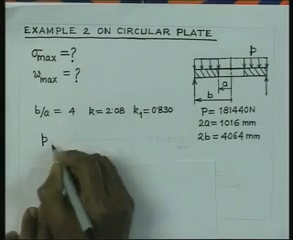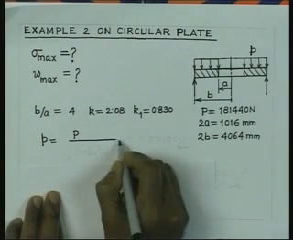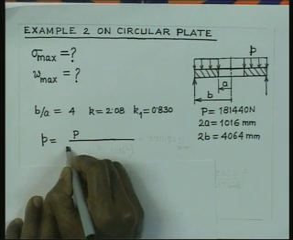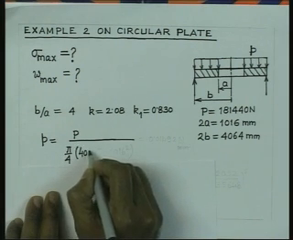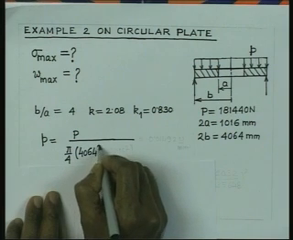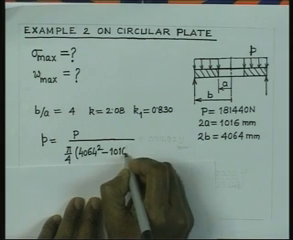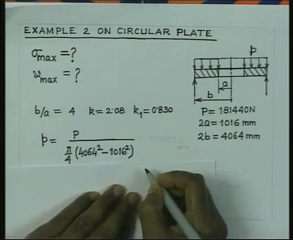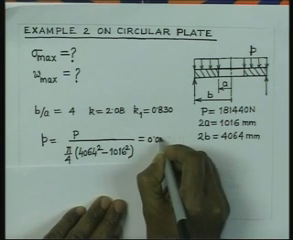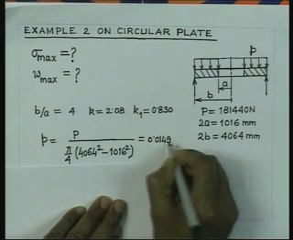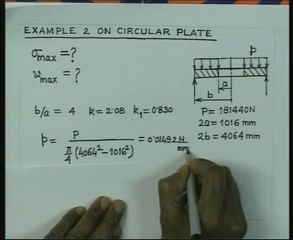P is now the total load divided by pi by 4, 4064 square, that is B square minus 1016 square. So, that gives us a value equal to 0.01492 Newton per millimeter square.